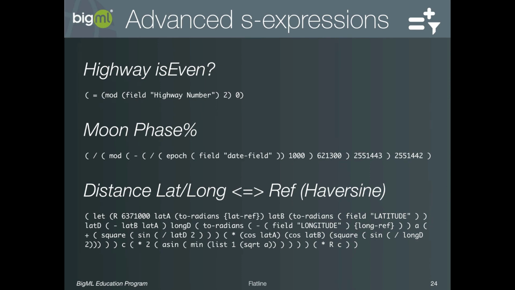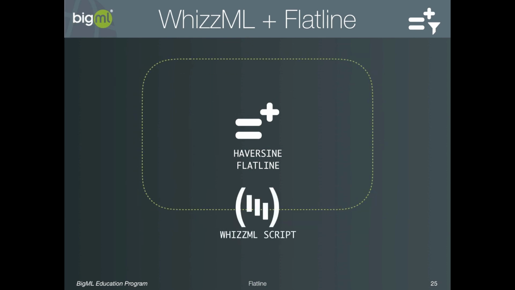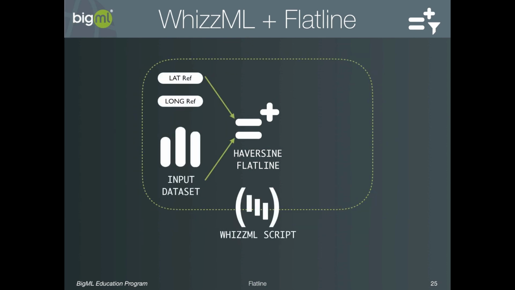Although Flatline only operates on datasets, WhizzML, BigML's domain-specific language for workflow automation, can perform any complex task within BigML, including applying flatline transformations. So we have our flatline expression which computes the Haversine, and we can wrap this in a WhizzML script. This allows us to define the inputs, which consist of the latitude and longitude reference point coordinates and a dataset to transform. And we can also define the output as a dataset.